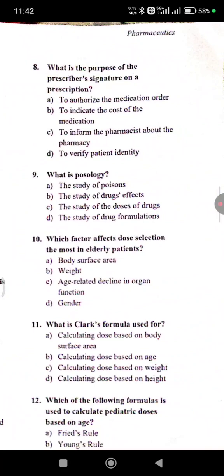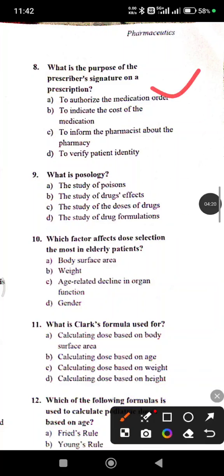Let's go to question number 8. What is the purpose of the prescriber's signature on a prescription? To authorize the medication order, to indicate the cost of medication, or to inform the pharmacist about the medicine. The right answer is option number A, to authorize the medication order.